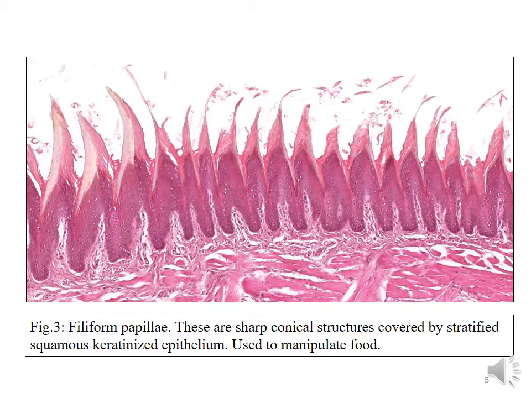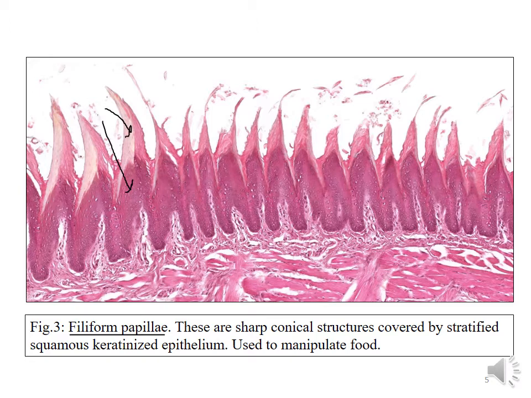The characteristic feature of the epithelium of the tongue is that it has special structures called papillae. And we have several types of papillae. This is the first type, the filiform papillae. Filiform papillae are sharp conical structures covered by stratified squamous keratinized epithelium. So this is the epithelium, and this is the keratin.